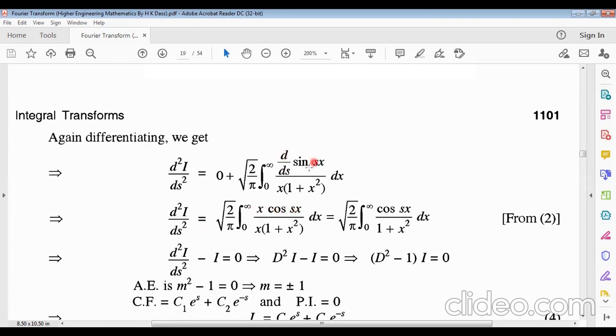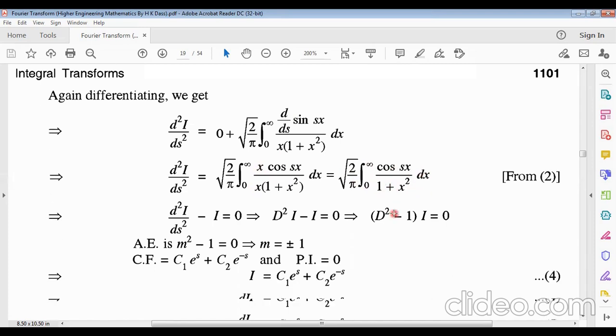So x into cos sx after differentiation of this we get, so x into cos sx divided by x into 1 plus x square dx. This equals root over 2 by pi, integral 0 to infinity, x cancelled, cos sx divided by 1 plus x square.